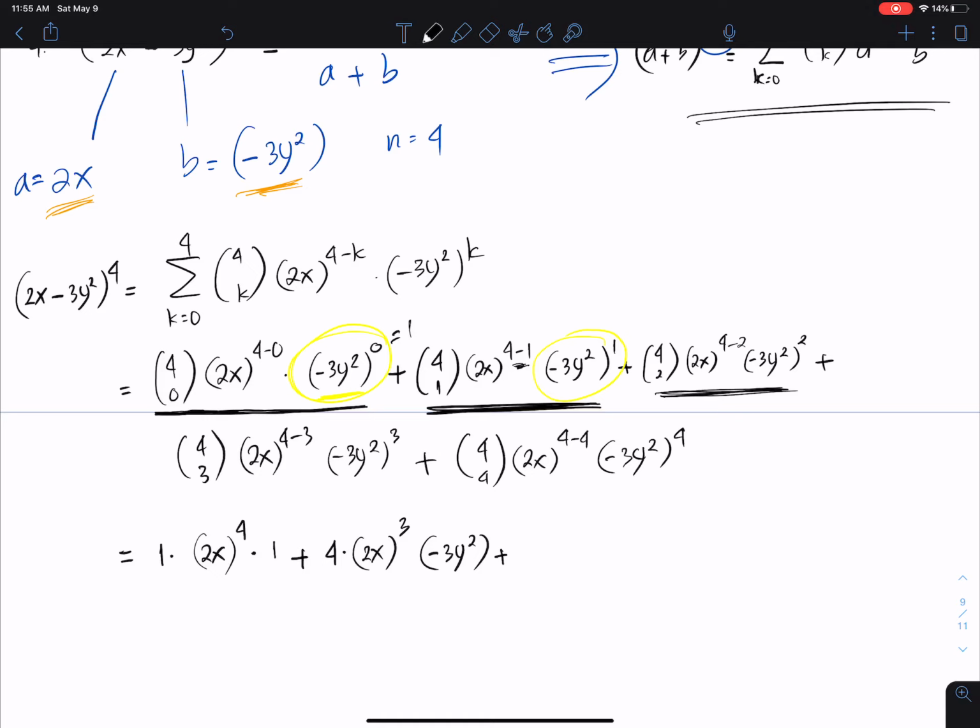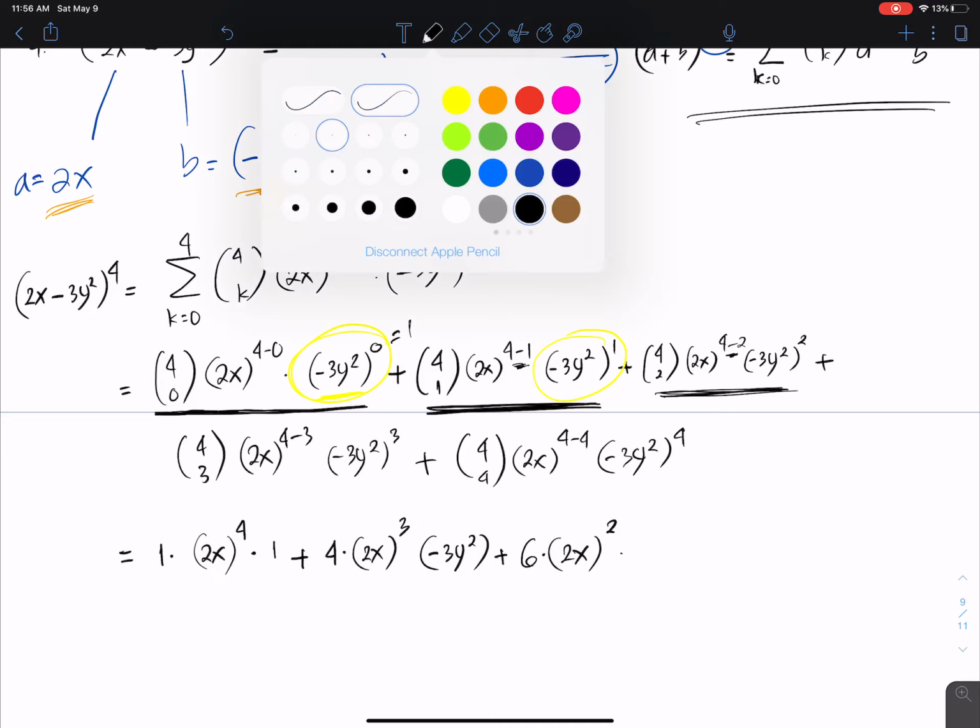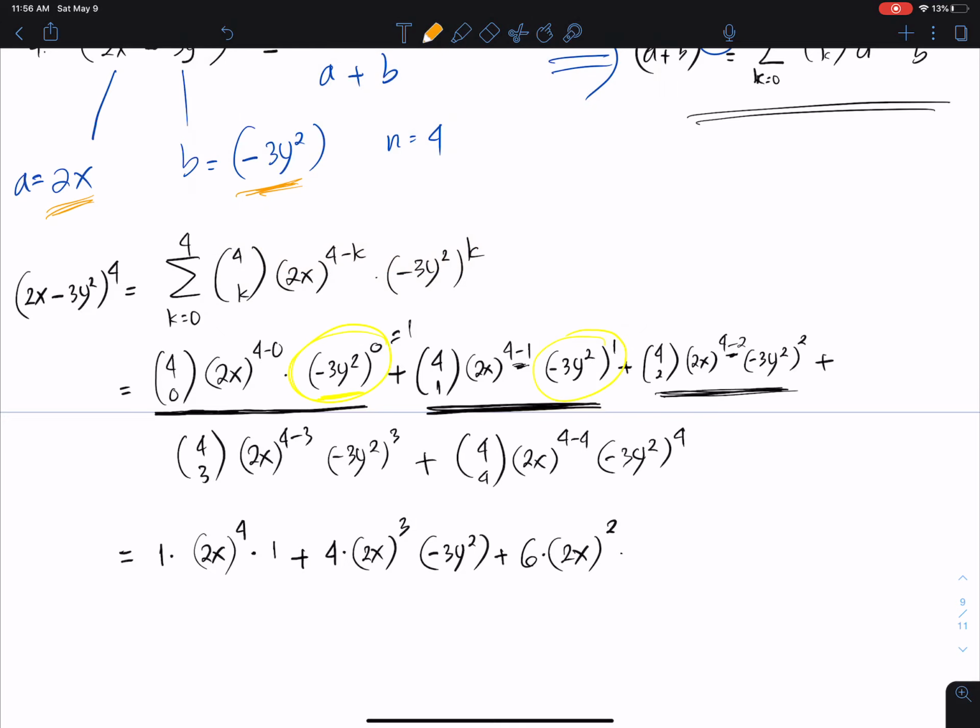Combination 4 choose 2, if you check with your calculator, will be 6. And then times 2x to the power 4 minus 2 here, so that will be 2. And then the next one will be minus 3. So I will highlight here minus 3 first. Minus 3 to the power of 2. Let me write down minus 3 to the power of 2.